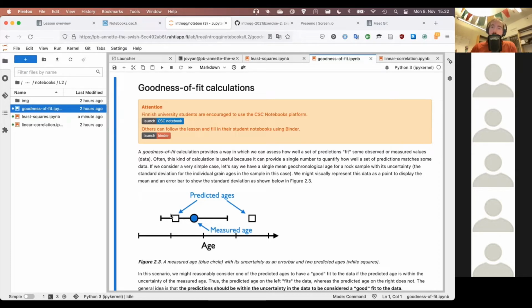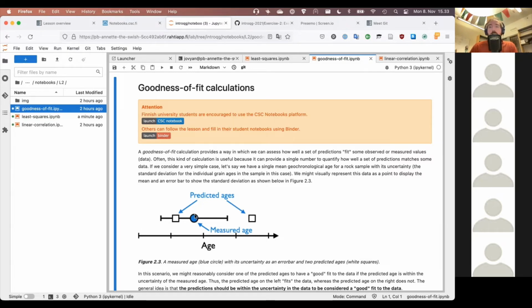And maybe here you can visually see that this prediction fits the measured age pretty well because it falls within the uncertainty in the measured age. So essentially the two are not really able to be distinguished from one another within the uncertainty. Whereas over here, another predicted age doesn't fit within the uncertainties of the measured age, and so that's maybe not such a good fit. And we can quantify that. And that's what we're going to do here.